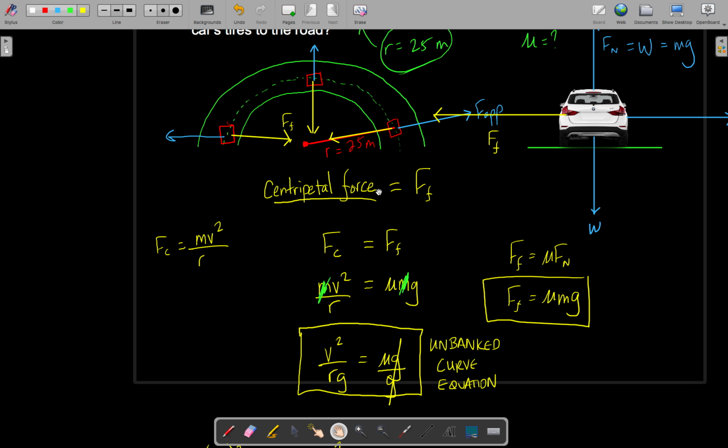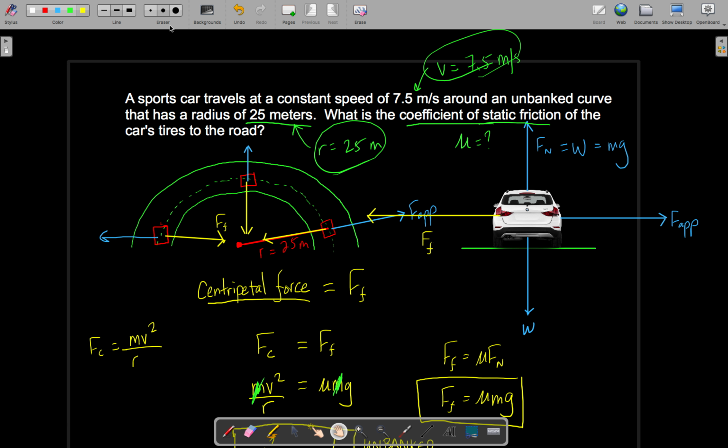One thing to note here, let's say instead of asking for the coefficient of static friction, the question says, what is the frictional force in general? If the question is just looking for frictional force, just keep in mind that the frictional force is equivalent to the centripetal force. And you only need to break down the centripetal force, and you can just leave the frictional force as is. So I'm going to write it over here. Okay, so centripetal force equals the frictional force.